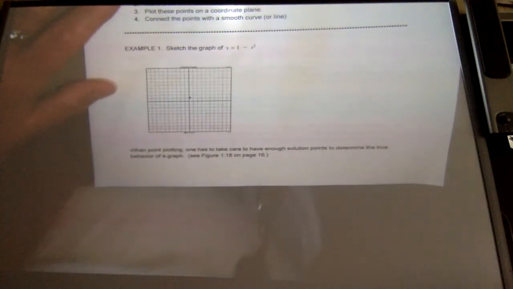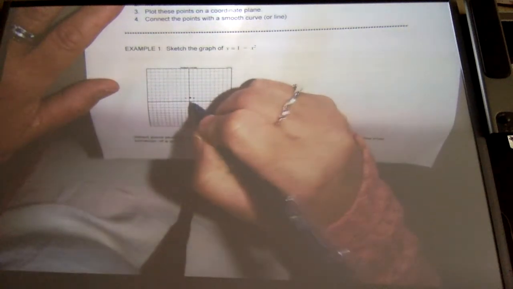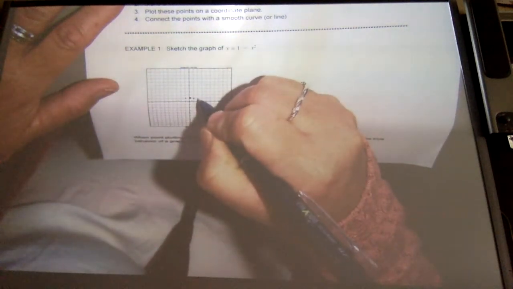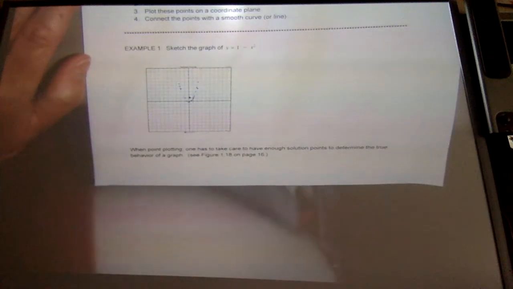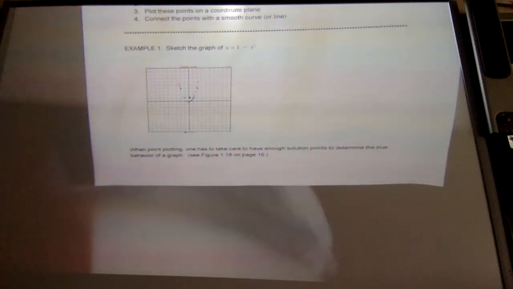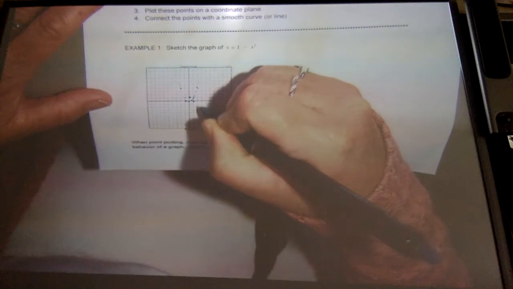And if you remember, this is what the parent graph looks like. So that parent graph gets flipped upside down and moved up 1. So instead of going over 1, up 1, from this point we're going to go over 1, down 1, and over 2, down 4.